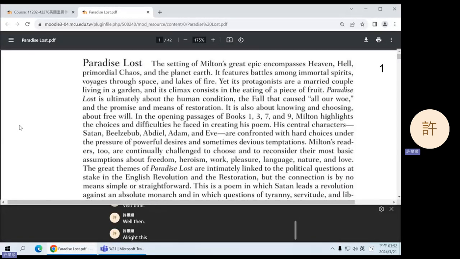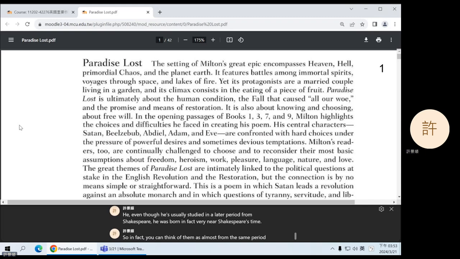All right, this week I'm going to introduce the second unit, Paradise Lost by John Milton. John Milton lived in the 17th century. Even though he's usually studied in a later period from Shakespeare, he was born, in fact, very near Shakespeare's time. So you can think of them as almost from the same period. I'll talk about Milton first, and then I'll talk about Paradise Lost. And then if we still have time, I will guide you through reading the first few pages.